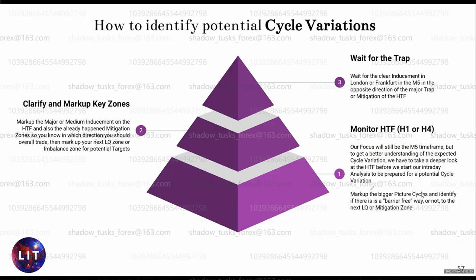Again, mark up the bigger picture cycles as we did before, all the time. Again, it's the same cycles all over again. I will show you exactly how to do it in a second, right? But for now, just get in your head that you have to identify if there's a barrier-free, quote unquote, way, or if there's some sort of liquidity in the way.